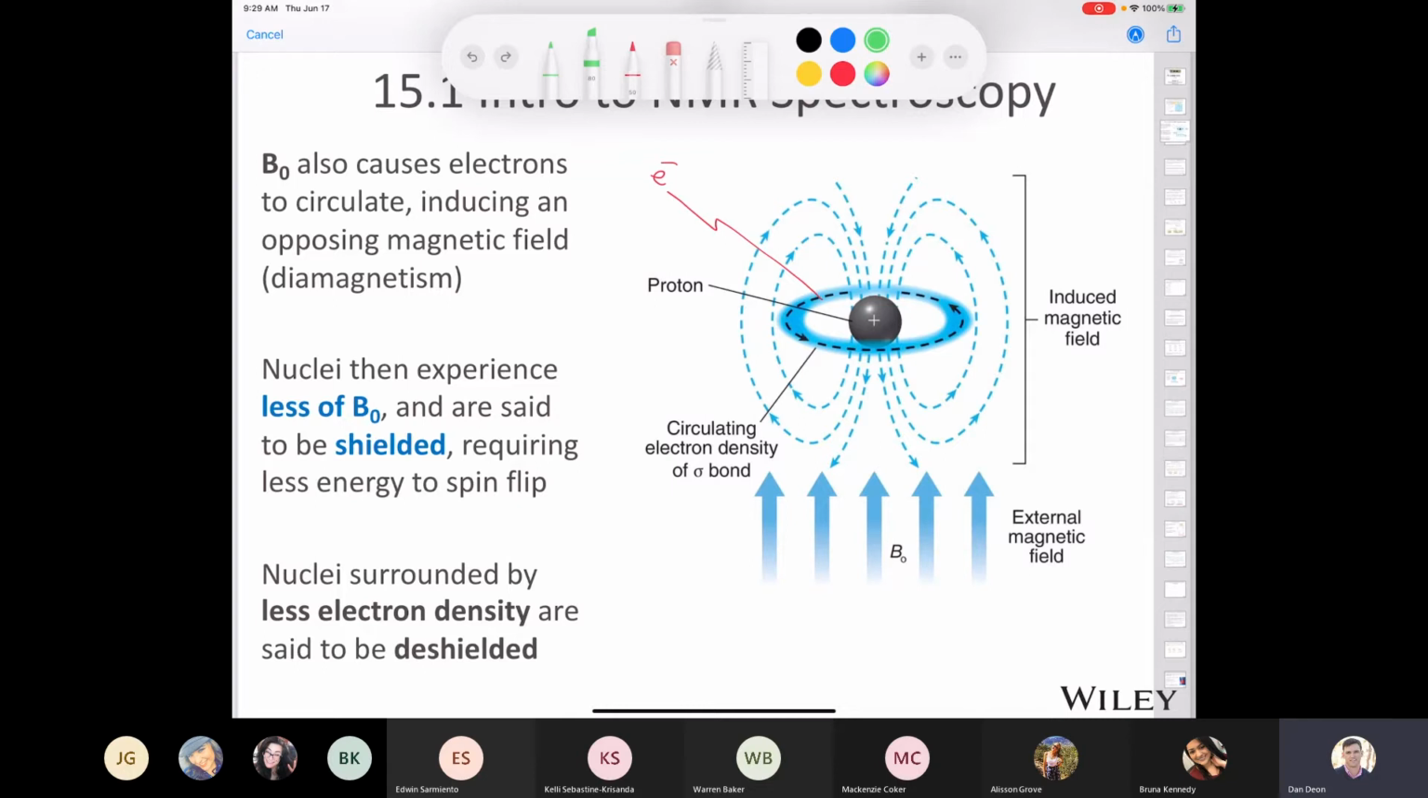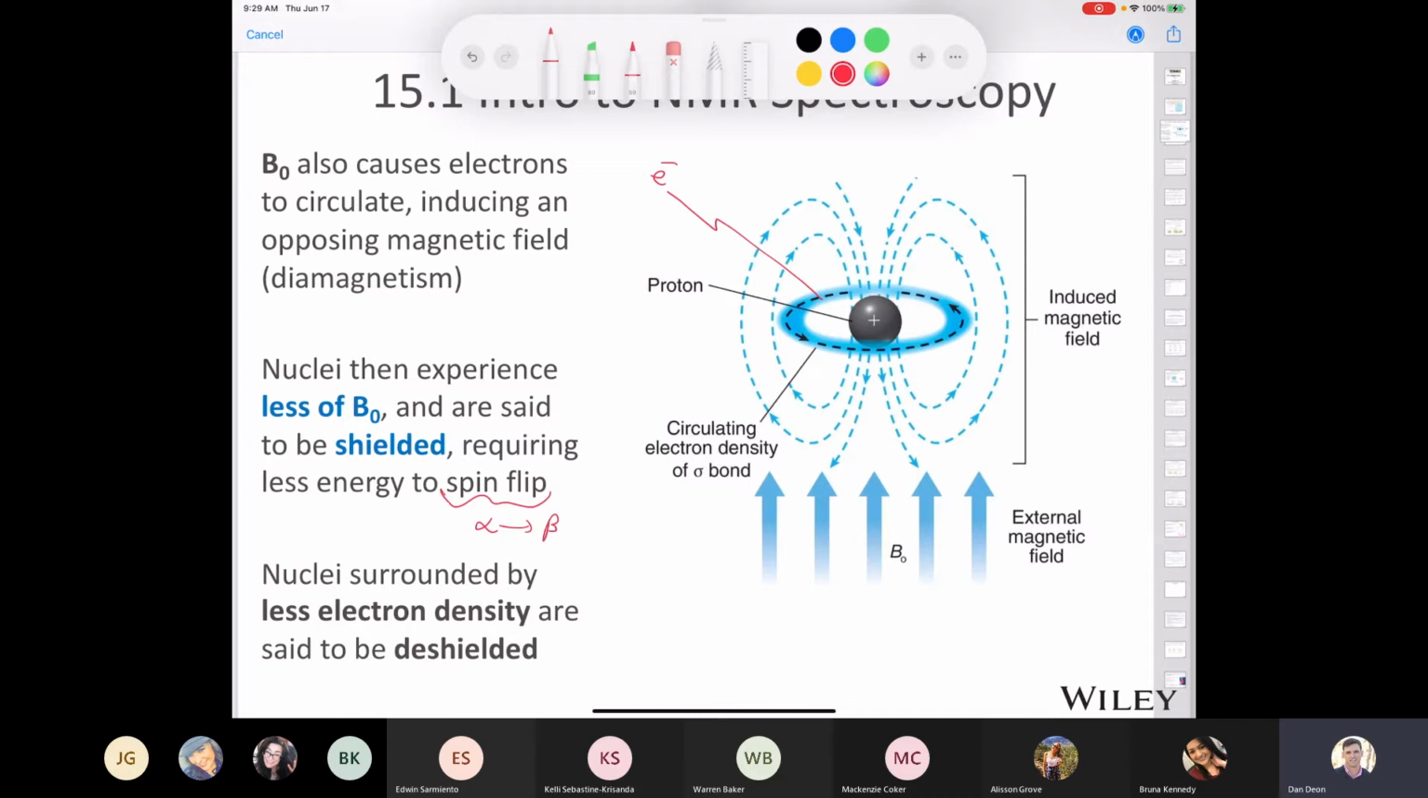And the other effect is that it requires less energy to get them to spin flip, to go from the alpha spin state to the beta spin state. So that's what a spin flip is, okay? It's going from the alpha spin state to the beta spin state.